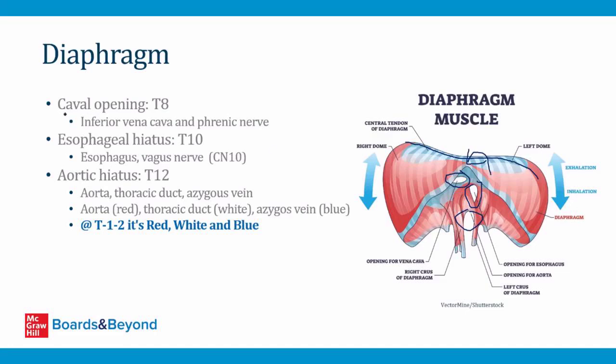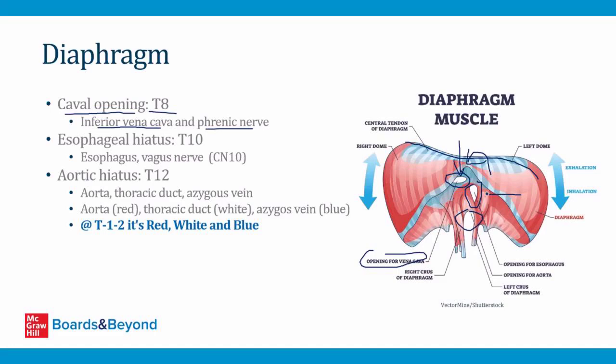So let's first talk about the caval opening. This is found at spinal level T8. This is shown right here. It's this higher opening right here in the cartoon. And it's called the caval opening because this is where the inferior vena cava passes through the diaphragm. It's also where the phrenic nerve passes as well.